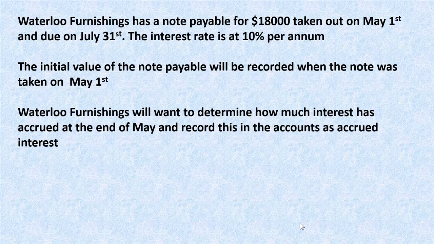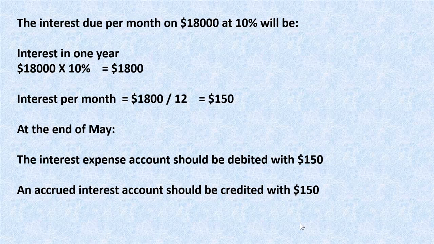Another example, Waterloo Furnishings has a note payable for $18,000 taken out on May the 1st, due on July the 31st, and the interest rate on this note payable is 10% per annum. Now, we're not going to be concerned with the initial entry for the note payable, which would obviously be recorded when the note was taken out on May the 1st. What we're interested in is what happens at the end of May, because at the end of May we'll want to calculate how much interest has accrued, because we owe that, and we need to record this in the accounts as accrued interest. So let's do that little calculation.